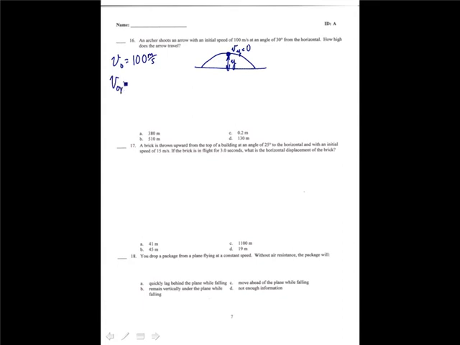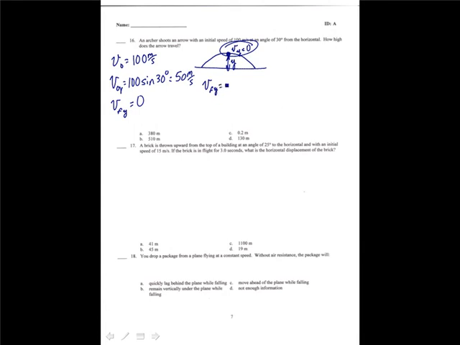v0y then is 100 times the sine of the angle. The angle is 30 degrees. That's equal to 50 meters per second. V final y, the final being this state up here, is equal to 0. It comes to a rest in the y direction. Now I want to know what is the height. This is similar to what we did before with, I think it was the airplane problem. We first want to find the time, and then we find the displacement.